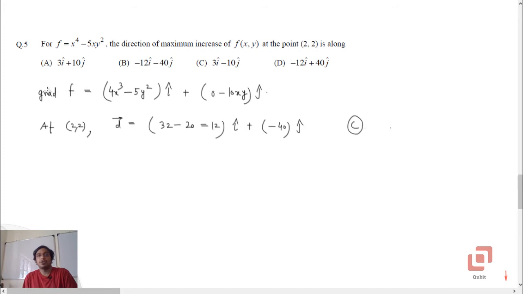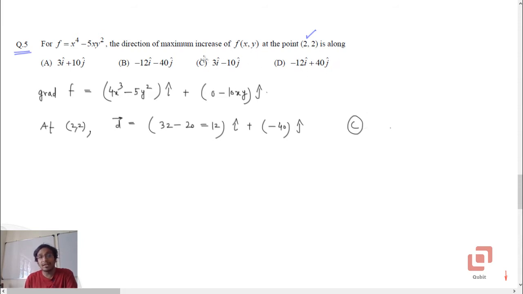Question 5 is based on vector differential calculus, and on the fact that the direction of maximum increase of f is along its gradient. For f, which is x to the power 4 minus 5xy squared, the direction of maximum increase of f at the point (2, 2) is along: 3i plus 10j, minus 12i minus 40j, 3i minus 10j, and minus 12i plus 40j.